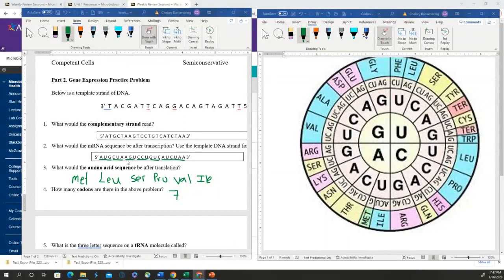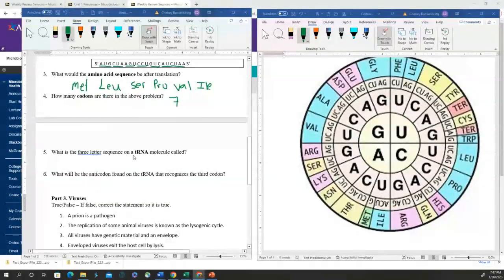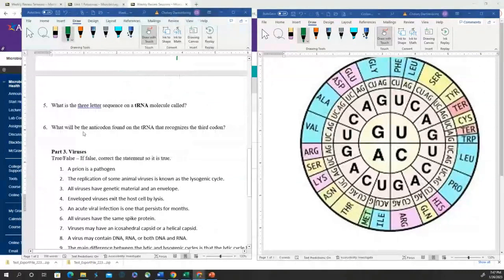Okay. All right. Number five. Oh, we're going to have plenty of time. Okay. What is the three letter sequence on a tRNA called? We talked about this on our word bank. Do y'all remember what this is?